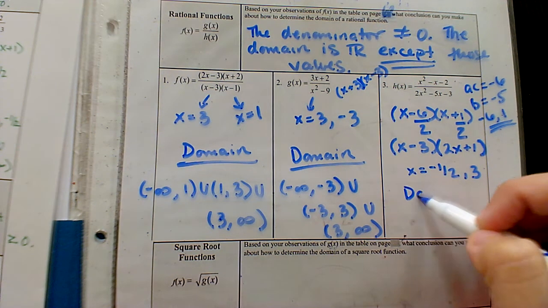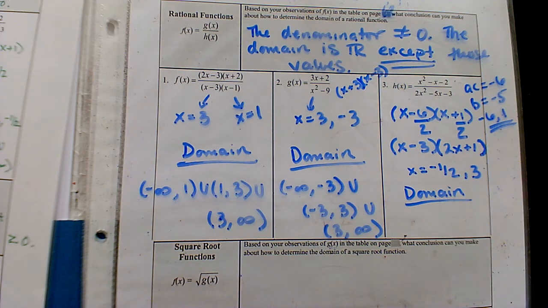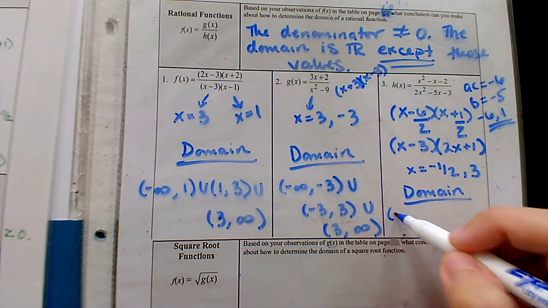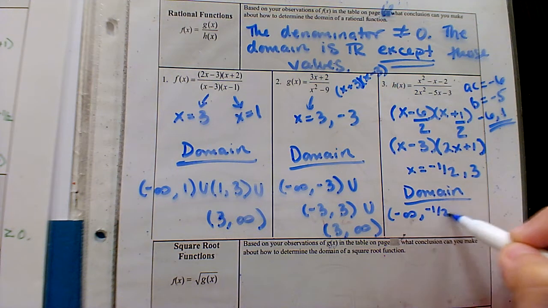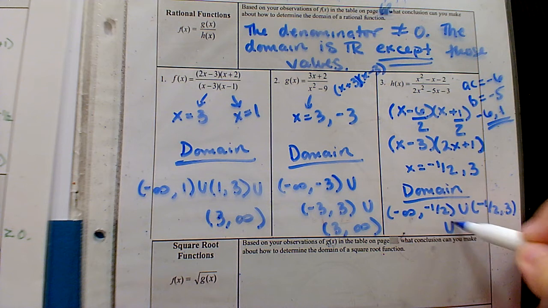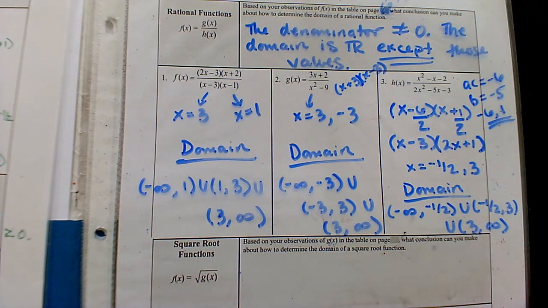So our domain would be every single other x value imaginable except those 2, because they would make the denominator 0. So we'll go from negative infinity to negative a half, negative a half to 3, and then 3 to infinity. Okay, make sure that you write your numbers in order, like on a number line. You cannot do negative infinity to 3 and then skip to negative a half. You have to make sure you follow that left to right progression.